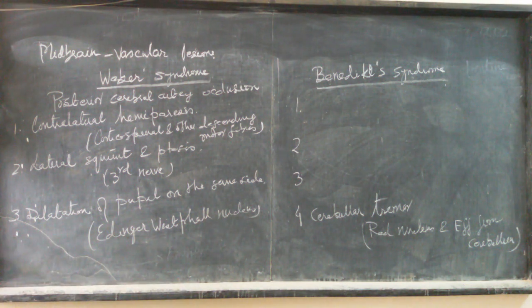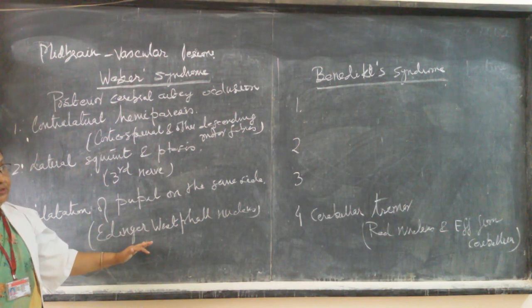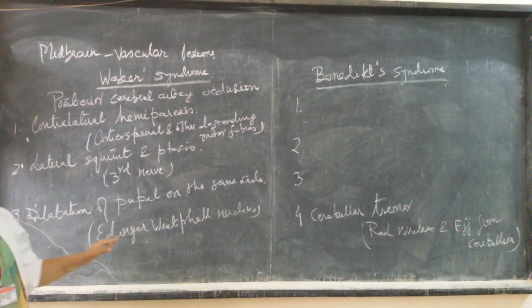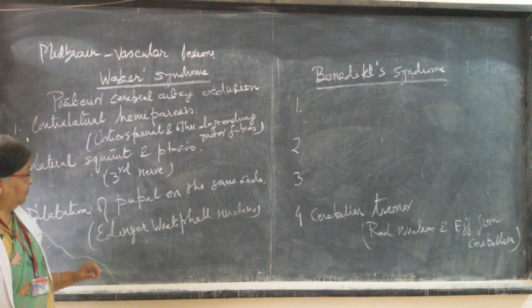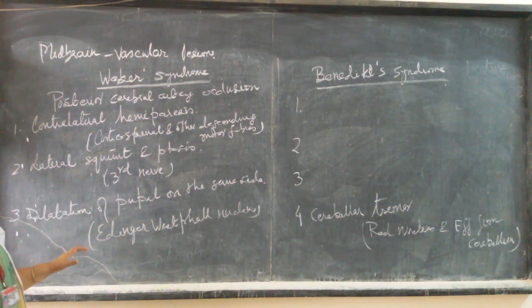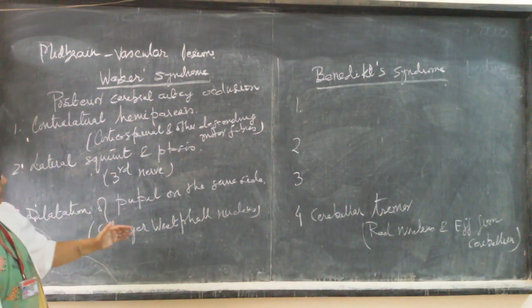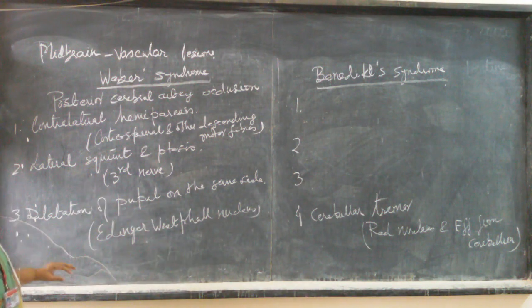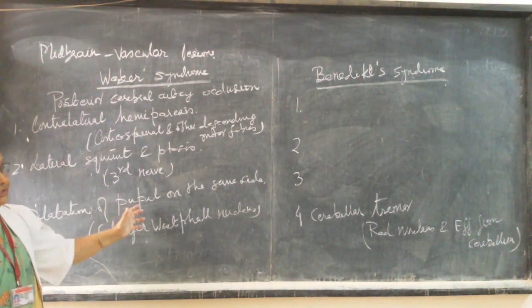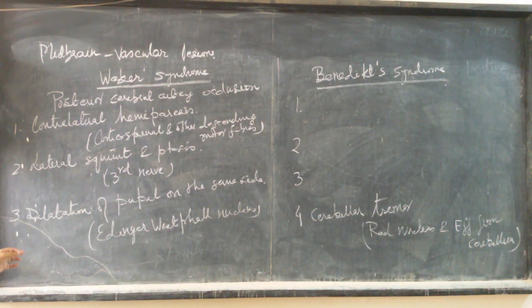And the third feature is dilatation of the pupil on the same side. And this is due to involvement of the Edinger-Westphal nucleus. The fibers emerging from the Edinger-Westphal nucleus supply the sphincter pupillae muscle, which causes constriction of the pupil. When this is gone, the sympathetic gets the upper hand, and therefore this will lead to dilatation of the pupil. These are the important features of Weber's syndrome.